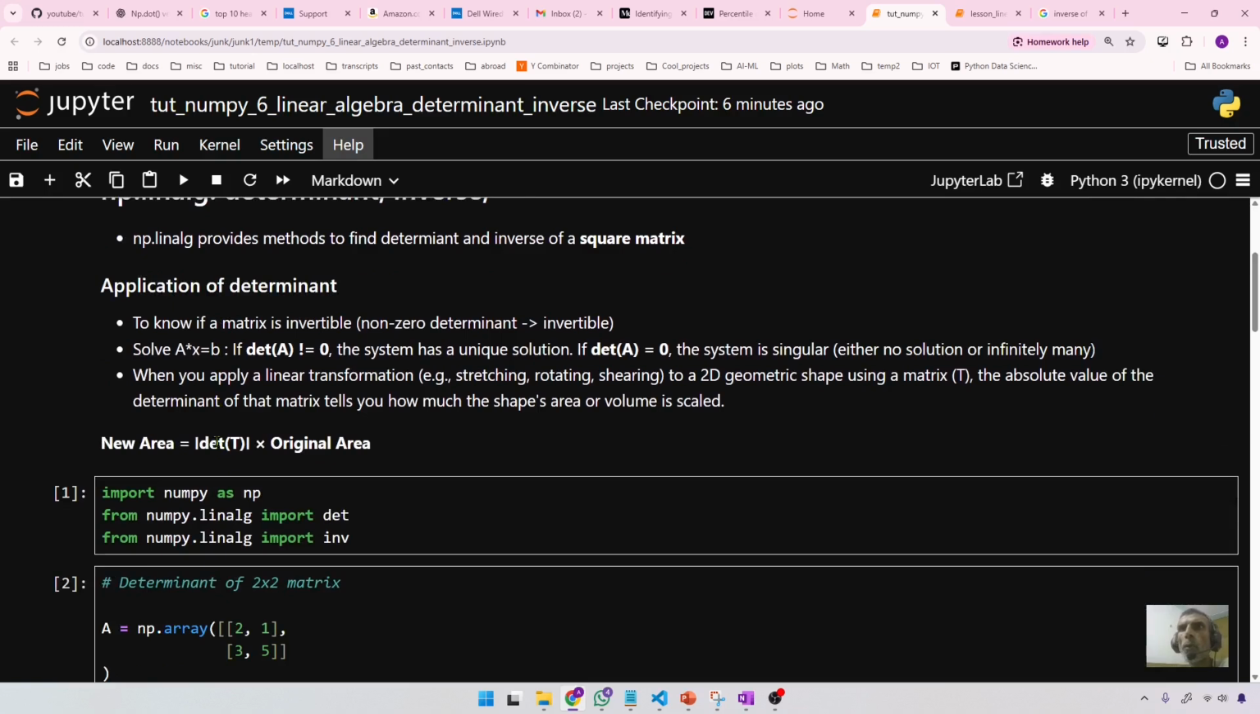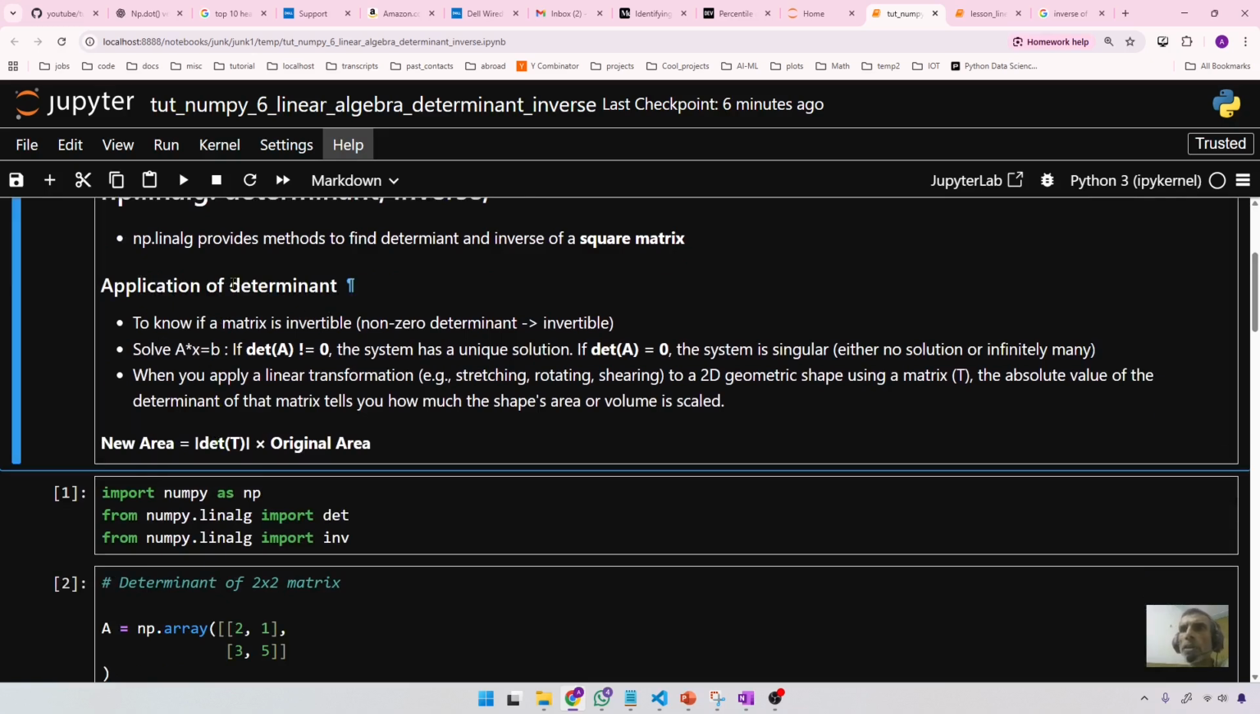So why do we need a determinant? What's the purpose of that? Sometimes we want to know if a matrix is invertible, meaning we can find the inverse of a matrix. The only way we can figure that out is if we know that the determinant is non-zero. If it's a non-zero determinant, that means the matrix is invertible, that means you can find the inverse of that matrix. And I'll explain in a minute what I mean by inverse.